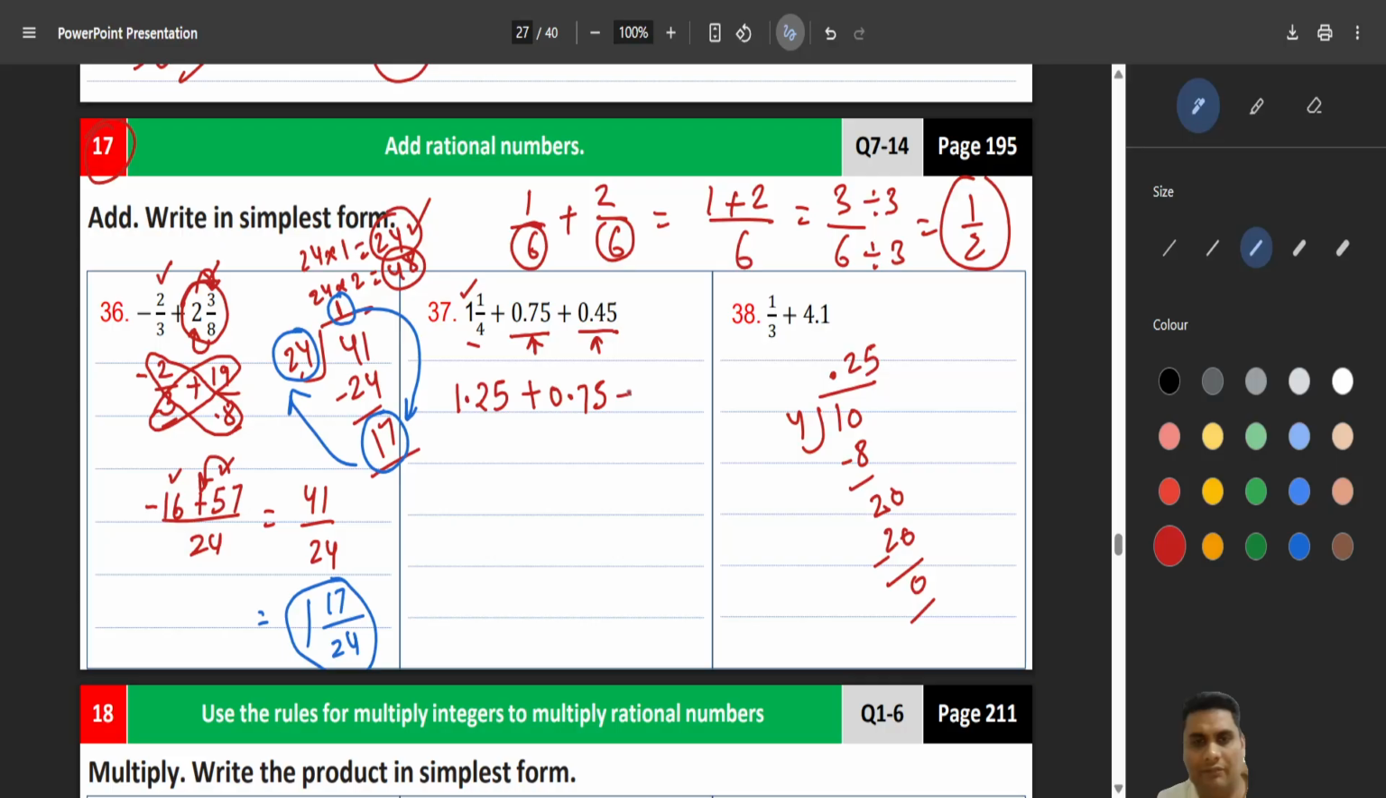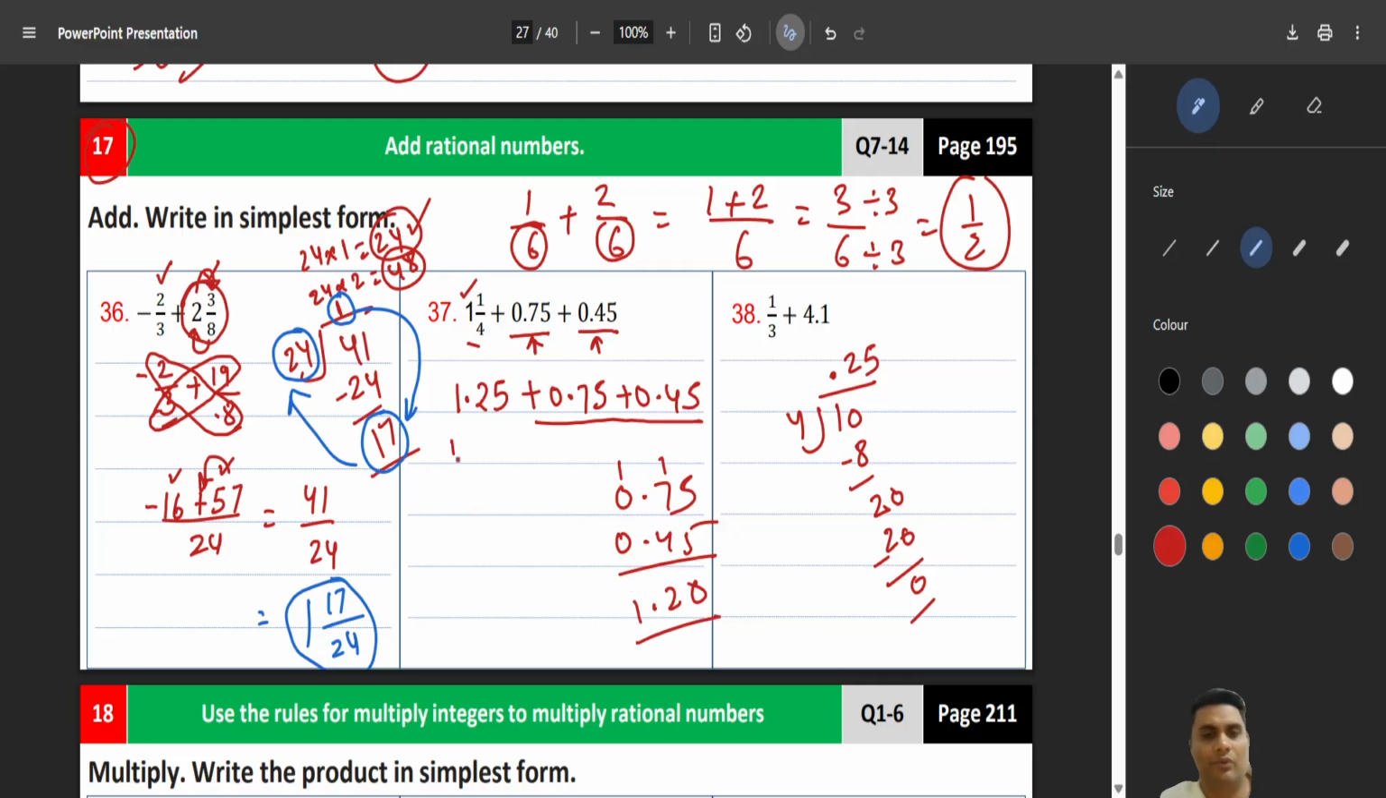Okay. Then plus 0.75. Then plus 0.45. Okay. Now let us do two numbers at a time. 0.75 plus 0.45. This will be 1.20. Check how. 5 plus 5, 10. 0 here, 1 up. 7 and 4, 11. 11 and 1, 12. So 2 here, 1 up. Point. 1, 0, 0, 1.